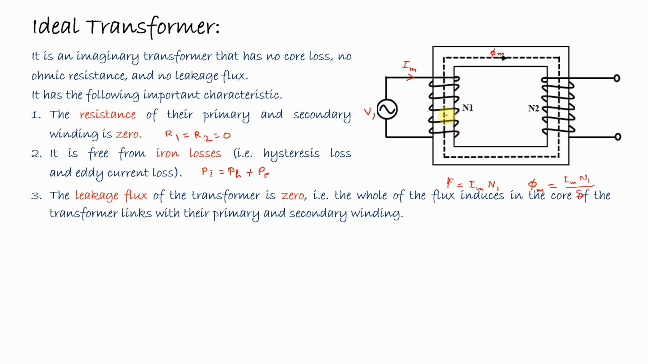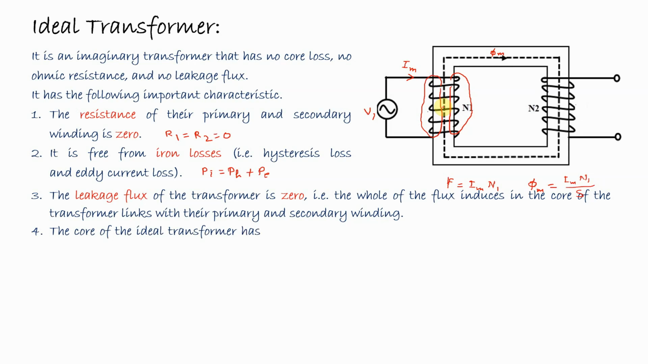Leakage flux means the amount of flux which follows an unintended path. That means other than the core material, if some amount of flux flows through air, let's say here through this part, this is considered a leakage flux. But in the case of an ideal transformer, it is considered that there will be no leakage flux.